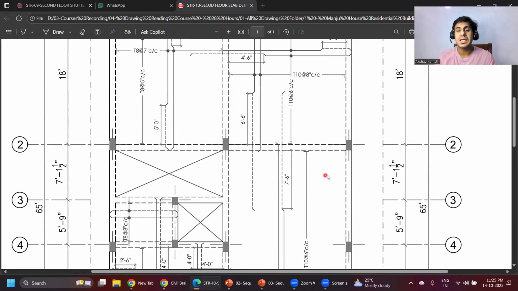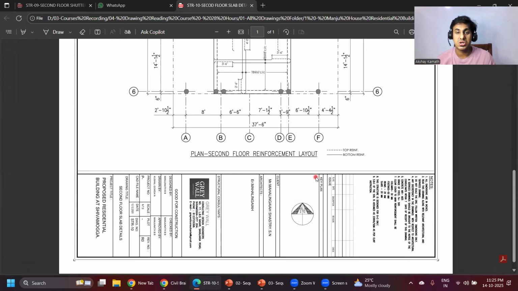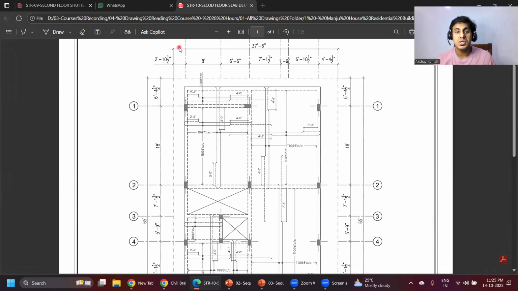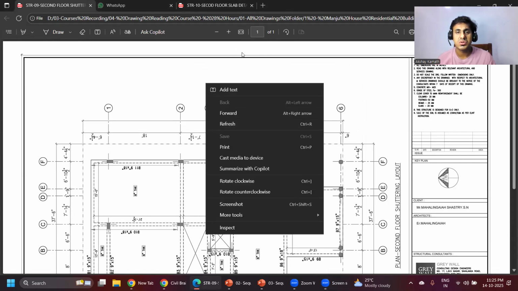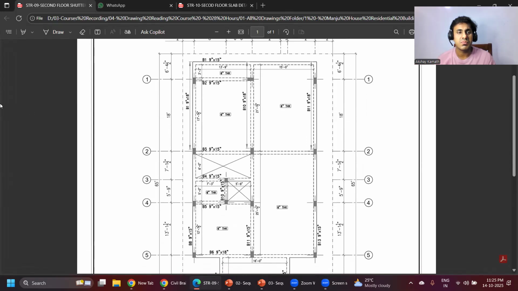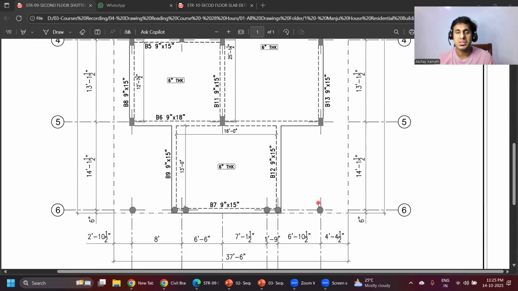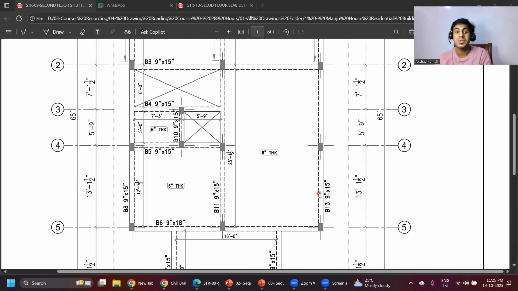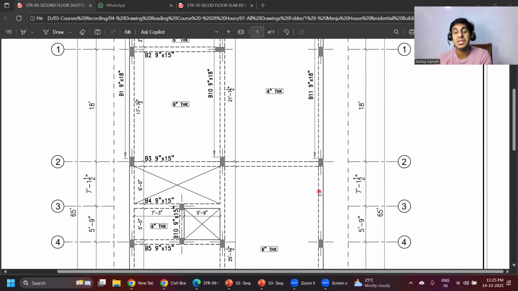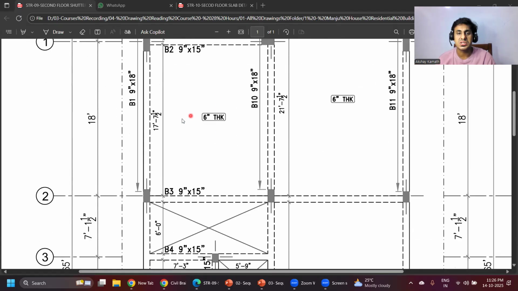This is how the slab reinforcement details will look when you look at the structural drawings. First I'll show you the layout, that is the shuttering layout, and then we'll come to the slab reinforcement. I'll just rotate this so that you'll understand. Again, it's written here, second floor shuttering layout. When I say shuttering layout, I mean how your beams are going to come, how your centering plates are going to come, and what the size and the thickness of the slab is. For example, let us say this particular slab.